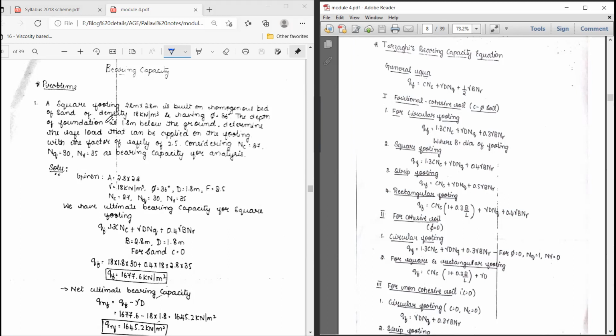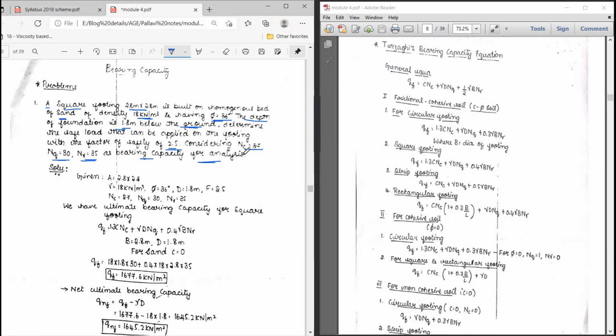You can observe the problem in the left tab of my screen. The first problem is: a square footing 2.8 meter into 2.8 meter is built on a homogeneous bed of sand of density 18 kilonewton per meter cube and having phi value equal to 36 degree. The depth of the foundation is 1.8 meter below the ground. Determine the safe load that can be applied on the footing with the factor of safety 2.5. Consider N suffix c equal to 27, N suffix q equal to 30, N suffix gamma equal to 35 as bearing capacity factors for analysis.